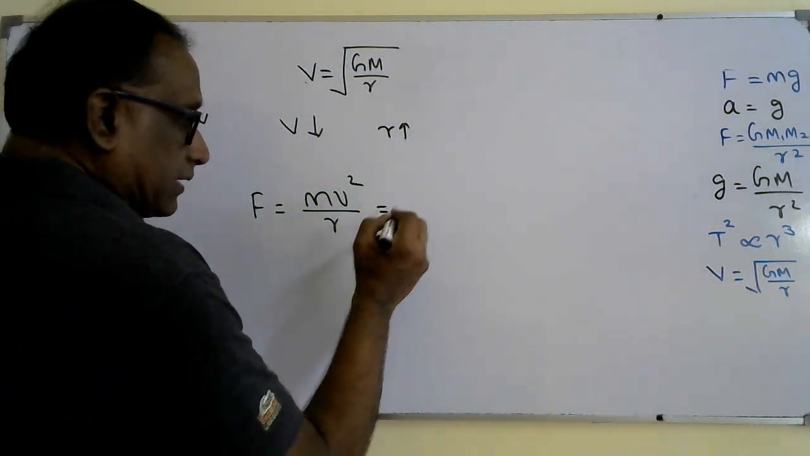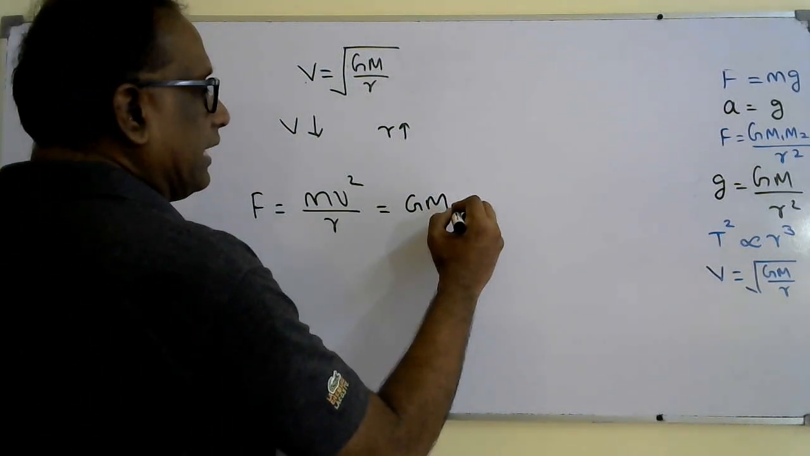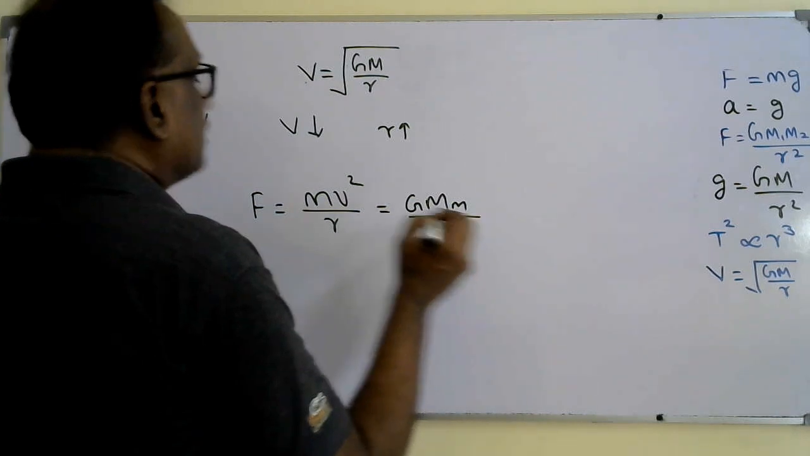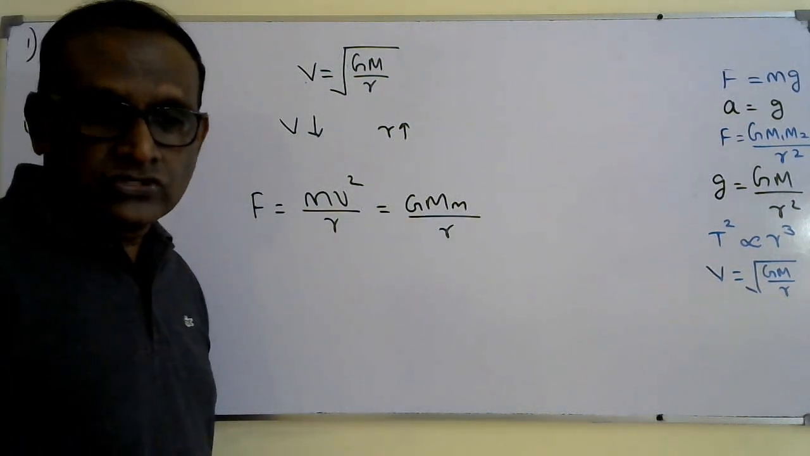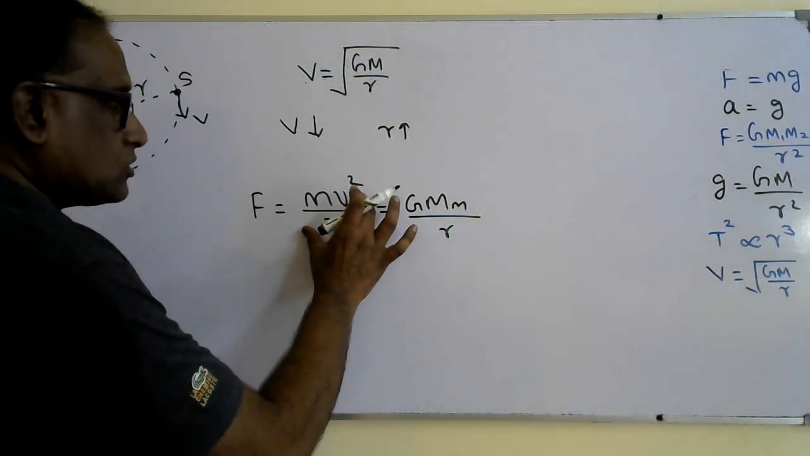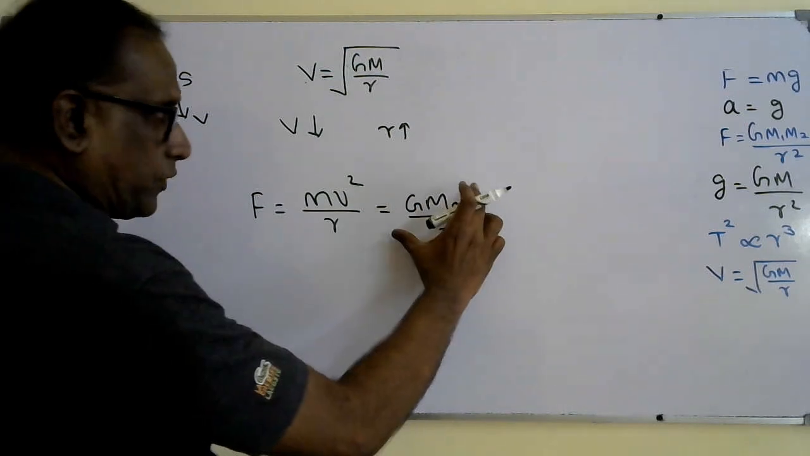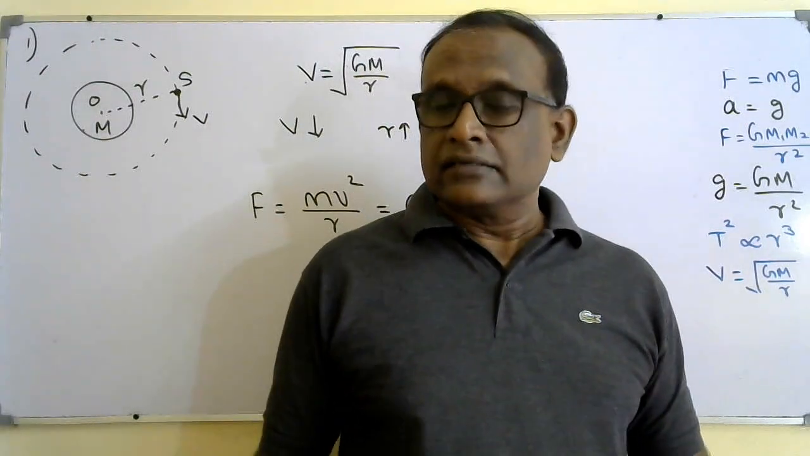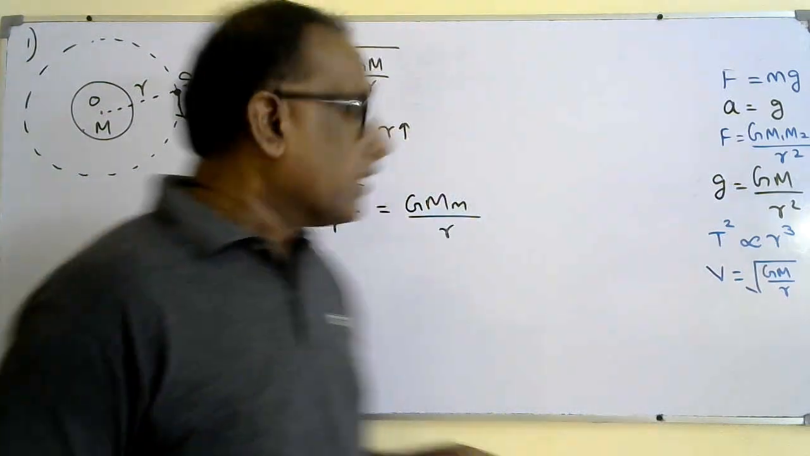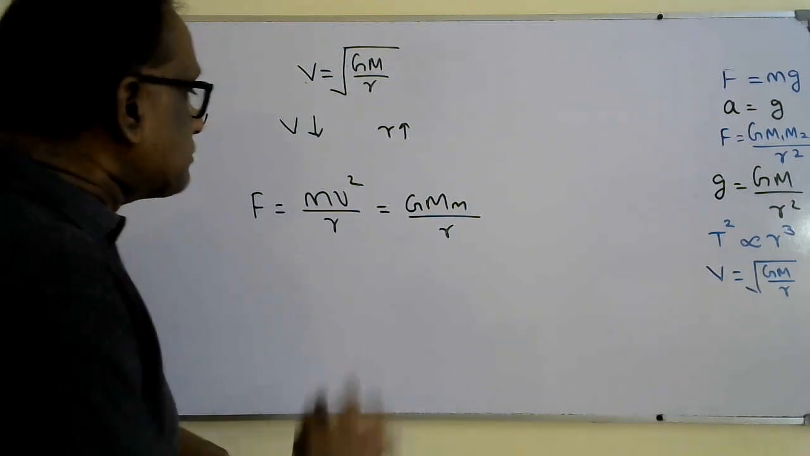This centripetal force is provided, physically, by the gravitational force between the planet and the satellite. So this is the required centripetal force when it is at a particular distance r from the center of the planet, and that is provided by the gravitational force. Gravitational force is a type of force. That force provides the required centripetal force.